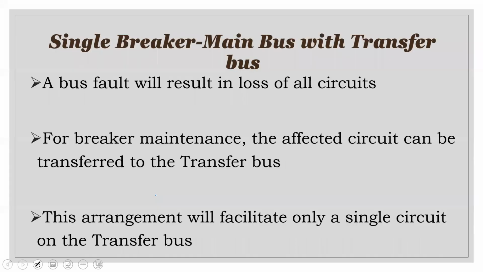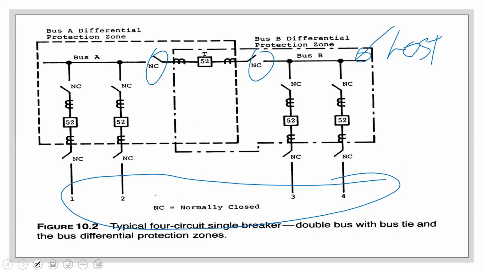In this case, only 2 of the circuits would lose power if I had a fault on one of the buses. All right? So it is not all lost, but you still suffer some losses. All right? Okay.